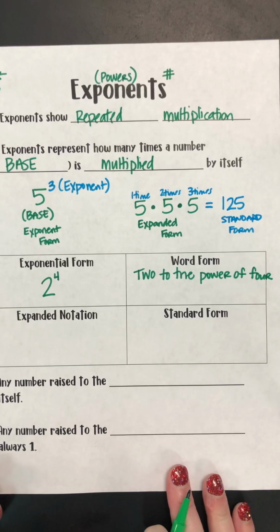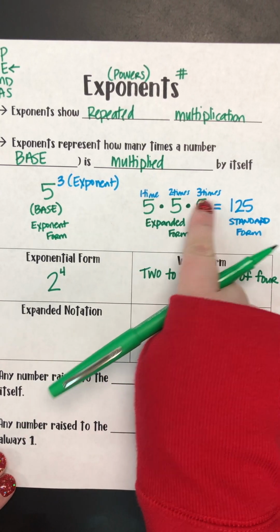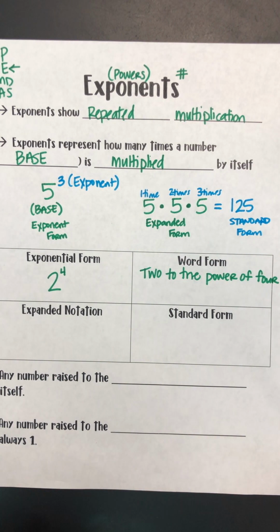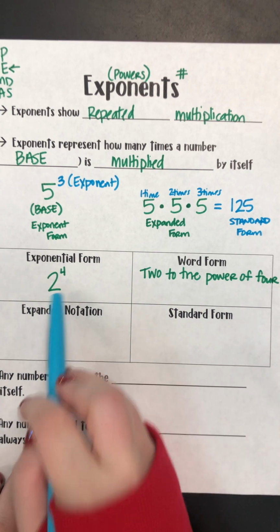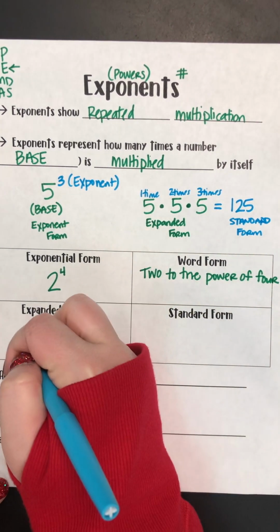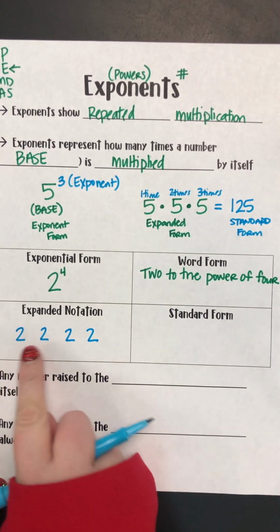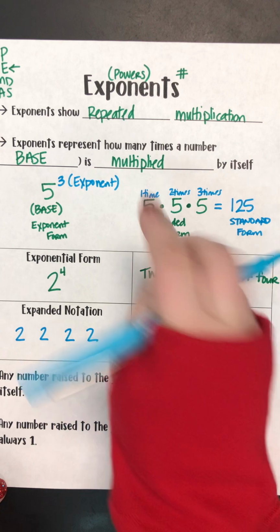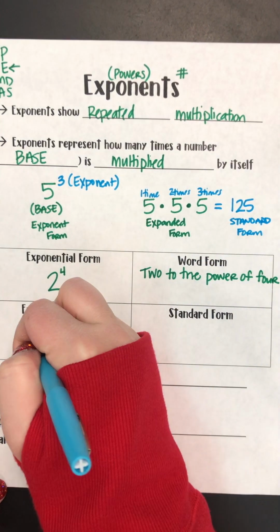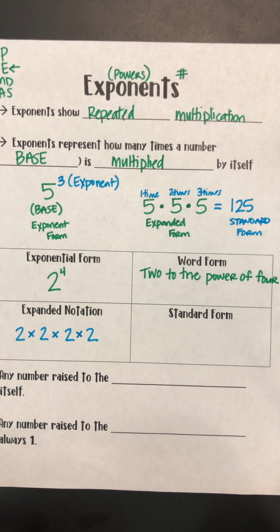And then we learned expanded notation. Remember, expanded form is where we write it out. So 2 is our base number, and it looks like we're going to write that 4 times. So I'm going to do 2, 2, 2, 2, 1, 2, 3, 4. And then again, we are multiplying it. So you can put the X's, you can put the dots. It's totally your choice. All of it means multiplication.